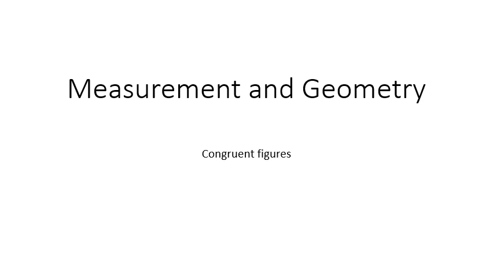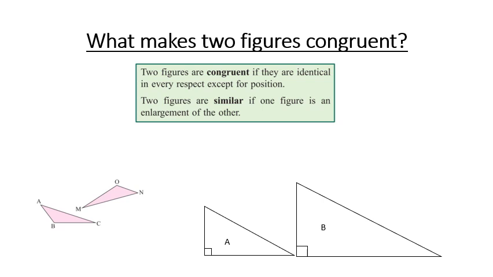Okay, this video tutorial looks at the mathematical strand of measurement and geometry, and more specifically, we're going to focus on our understanding of congruent figures. So what makes two figures congruent? Well, two figures are congruent if they are identical in every aspect except for position. So they're going to be the same shape, which is the same size, but they might have been rotated, reflected, or translated.